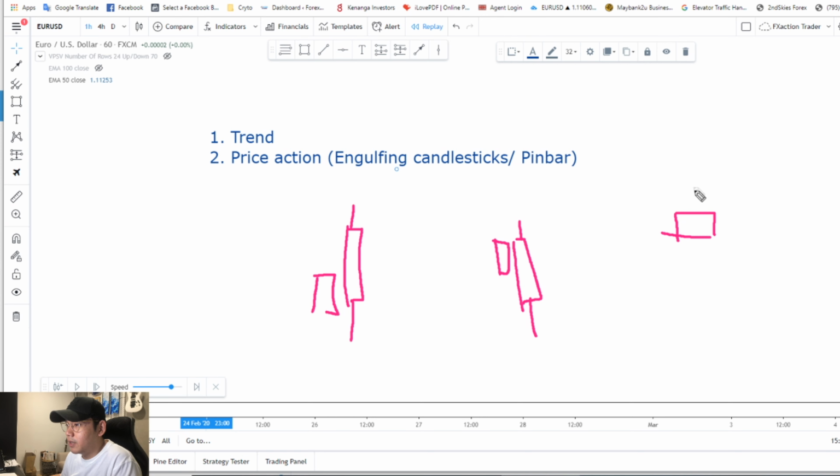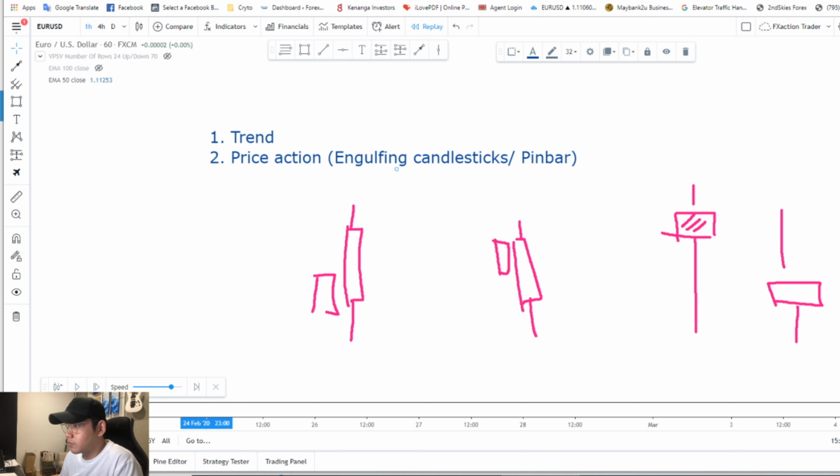A pin bar can be either bullish or bearish. A pin bar is usually a very powerful trend reversal candlestick because it has a very long tail. So this is a bullish pin bar. When this bullish pin bar happens at a swing low or a support area, it means the market is likely to reverse. And when we have a bearish pin bar at a resistance or a market swing high, it means that the existing bullish trend might turn and the market is likely to go into a downtrend.